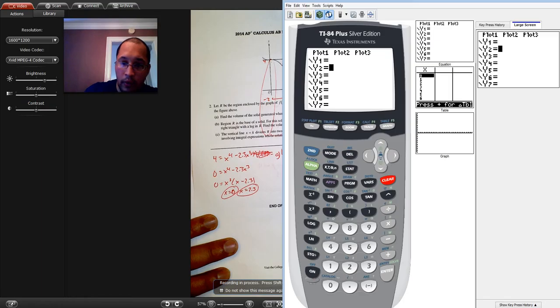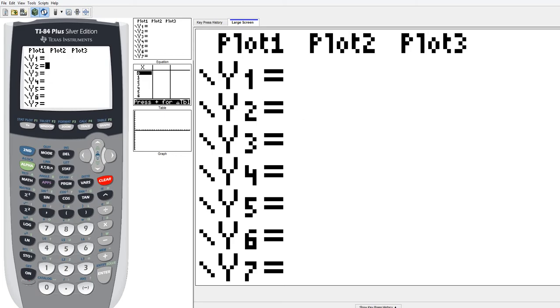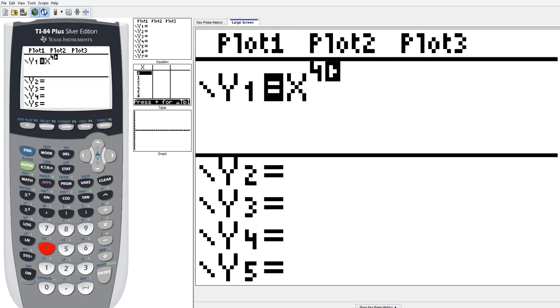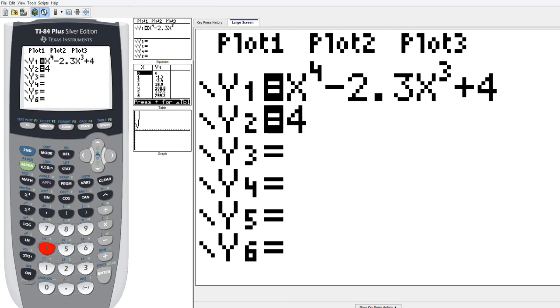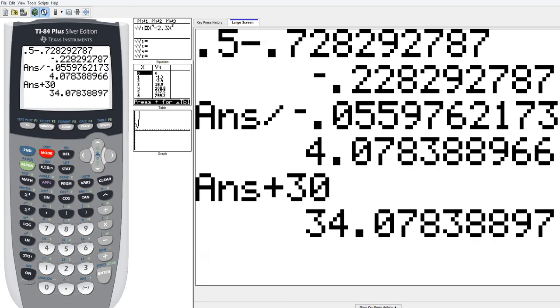Here we go. X to the 4th power minus, so x caret 4 minus 2.3, oh boy, minus 2.3 x caret 3 plus 4. Alright, so I'm going to do it a little bit different. Yeah, I'm just going to do it by the book.